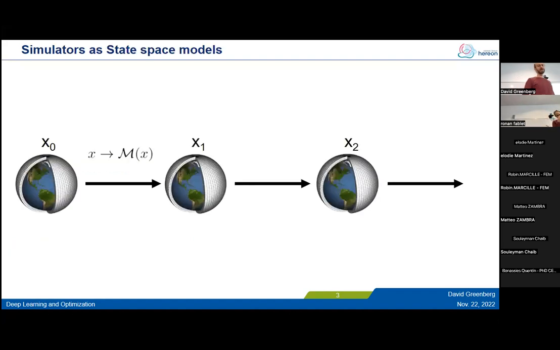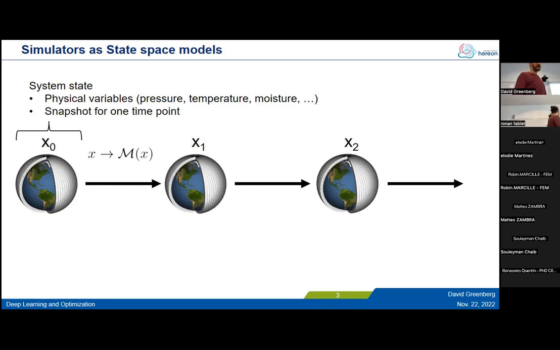So a lot of the computational tasks we might want to solve in the geosciences can be expressed in the language of state space modeling. We have a system state X at each time point, which represents, say, a physical snapshot of the world that we're modeling, the simulation world. It could be a grid with multiple Z levels of pressure, temperature, wind speed, moisture, what have you, and it's a snapshot for 1 time point.